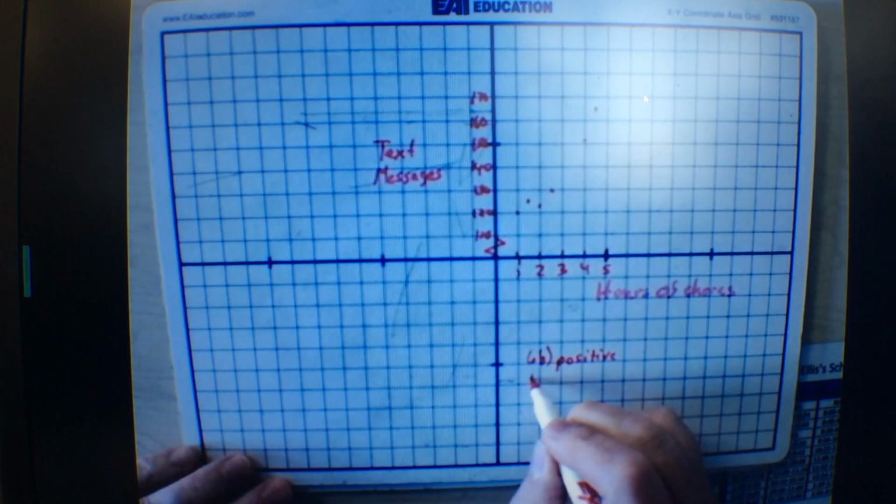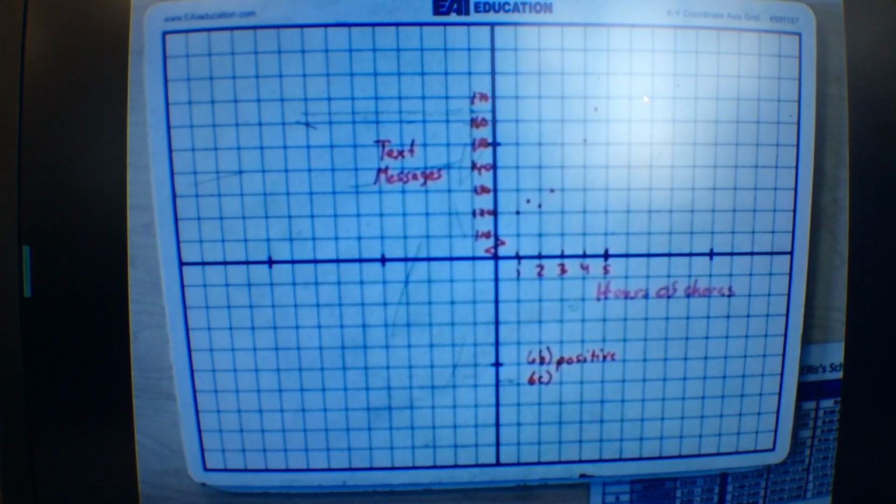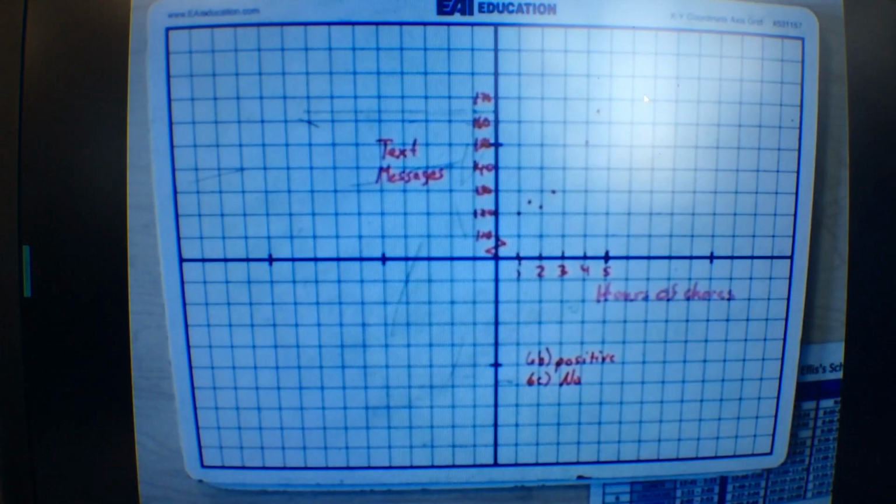And then it says 6C, does the data illustrate causation? In other words, does one number affect the other one? How many of you think no? Raise your hand. Okay, how many of you think yes? Raise your hand. Okay, so everybody thinks no, right? All right, well, you're right. There is no causation. The number of hours is, he's probably doing text messages while he's working. Unfortunately, that's the case, isn't it? Okay, but no, there is no causation. Do you have any questions on that?